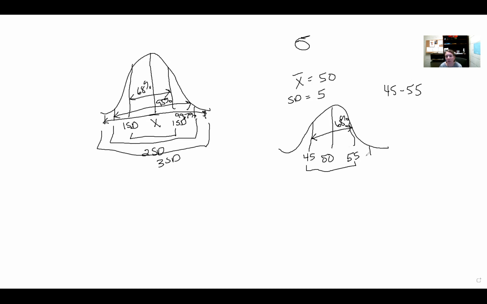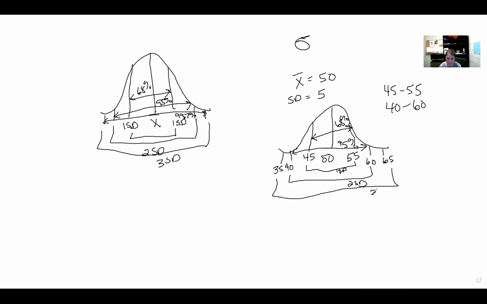Okay, if I go two standard deviations, I would add 5 more, which is 60, and I would take away 5 more, which is 40. That means that between 40 and 60, that's 2 standard deviations. So this is 1 standard deviation. This is 2 standard deviations. 95% of our data would fall between 40 and 60. Okay, and then if I wanted to go 3 standard deviations, I would go 5 more this way and 5 more this way. So that means that 99.7% of your data will fall between 35 and 65.